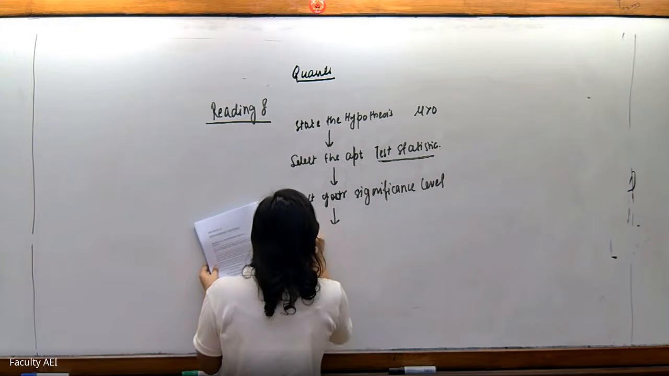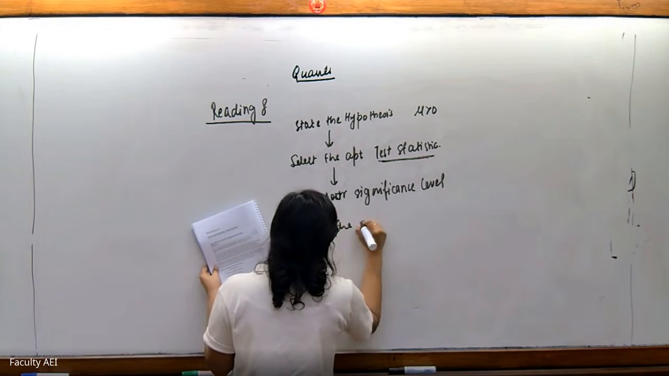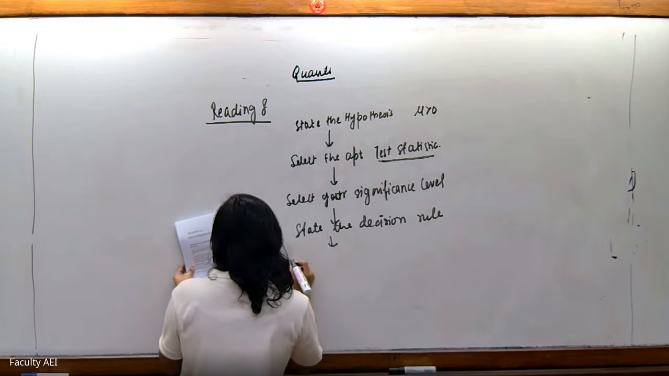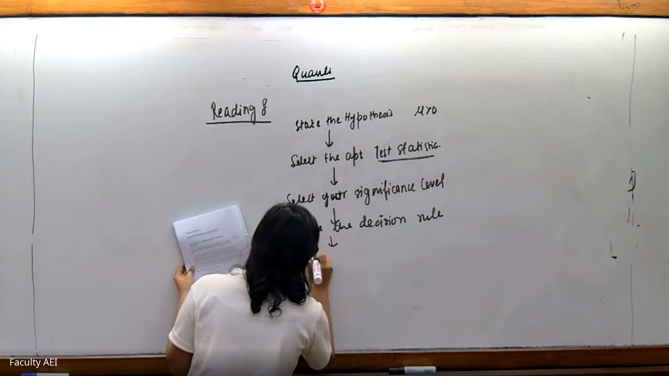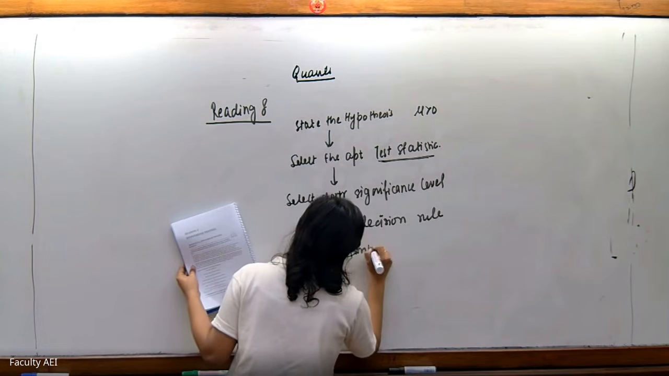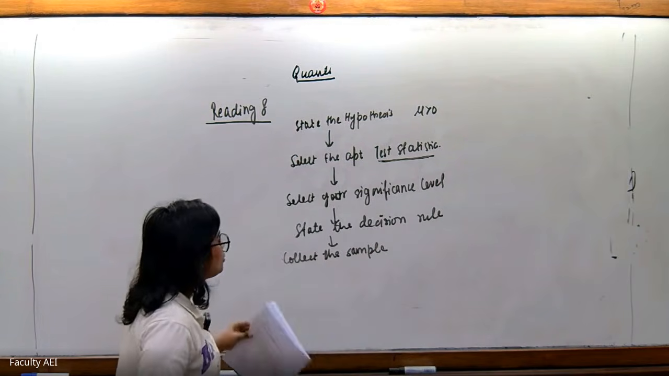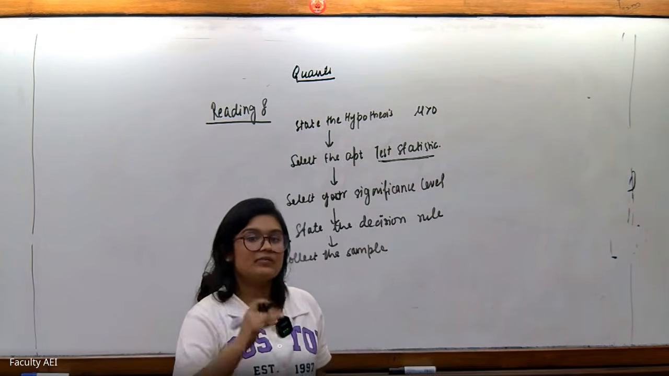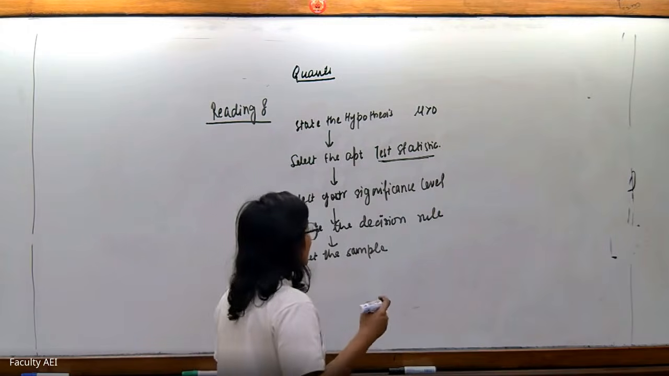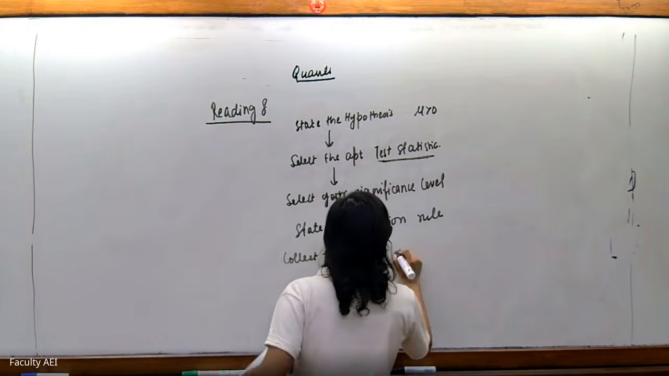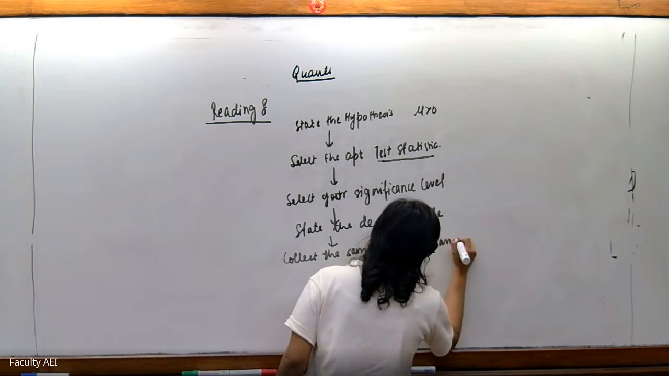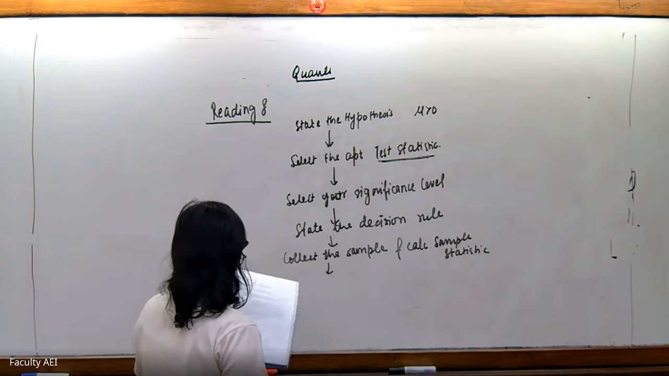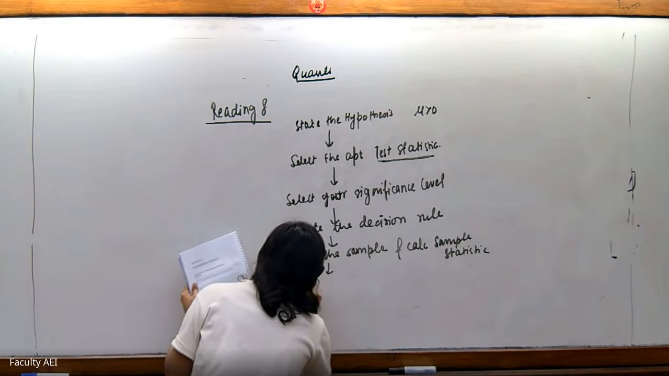Then comes stating the decision rule regarding your hypothesis. Stating the decision rule means that if my test statistic is greater than my critical value, this is my decision, and if my test statistic is less than the critical value, this is my decision. Then you collect the sample and calculate the sample statistic.